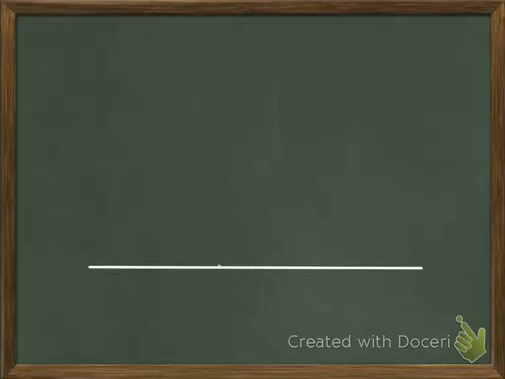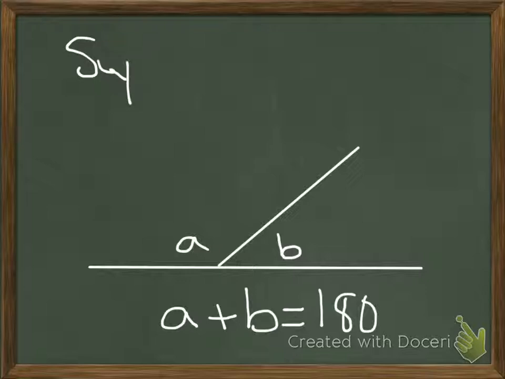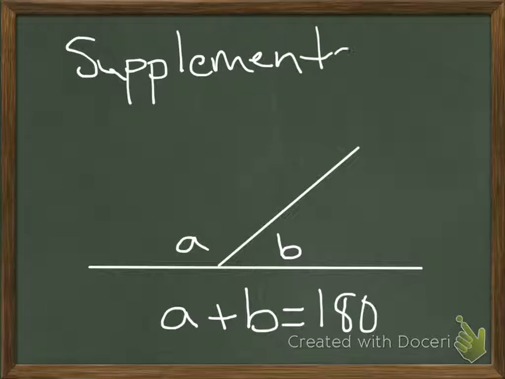Well, what we're going to be talking about today is if you have a straight line that is intersected by another line. So now what we've created is two angles here, angle A and angle B. Now this straight line here still equals 180 degrees, so what that means is if we add angle A to angle B, it will equal 180 degrees. This is what we call supplementary angles.